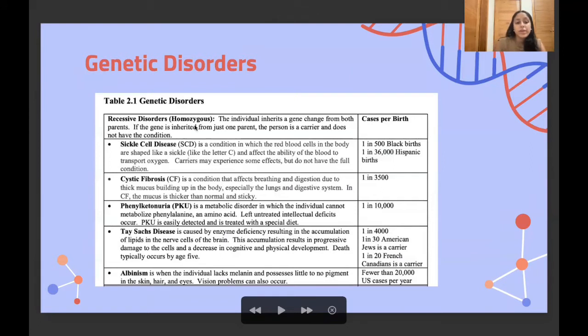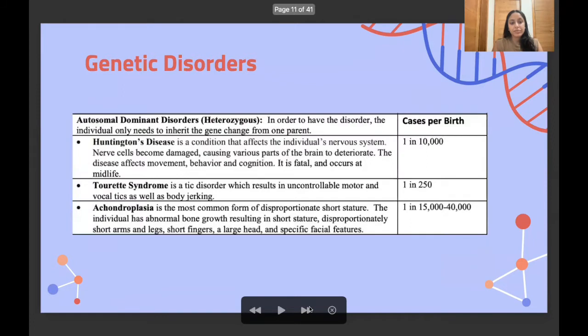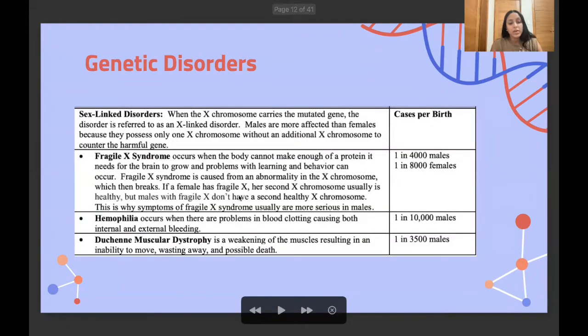Here we can see some genetic disorders, as I was talking about: sickle cell disease, cystic fibrosis, PKU, Tay-Sachs disease. Here we can see Huntington's disease, Tourette syndrome, and achondroplasia. Some sex-linked disorders can be Fragile X syndrome and hemophilia.